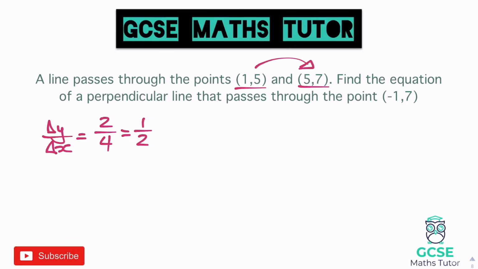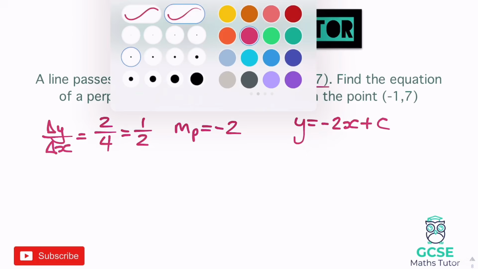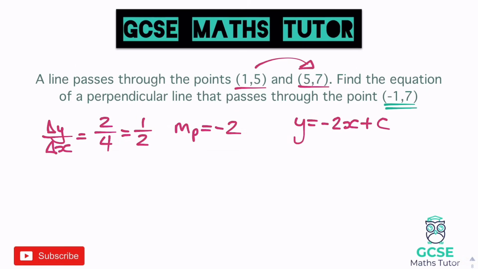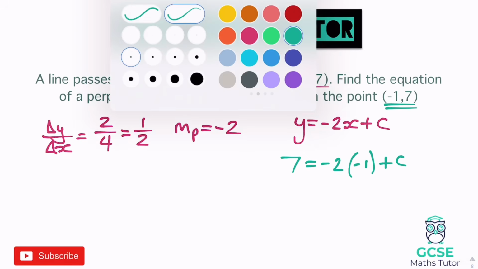So if I want the perpendicular gradient, which we do for this because we're looking for a perpendicular line, we'll do the negative reciprocal. So negative 2 over 1, which is negative 2. Right, there we go. And now we can put that into our line equation. So y equals negative 2x plus c. And then again, just like before, we can sub in our coordinate. So 7 is the y coordinate, which equals negative 2 times x, which is negative 1, plus c. Negative 2 times negative 1 is positive 2.